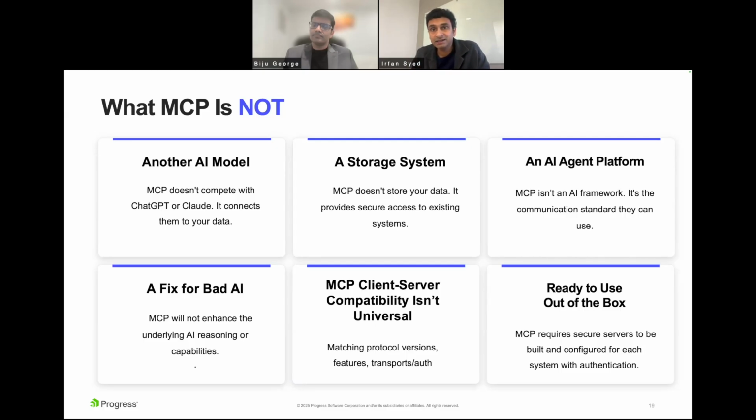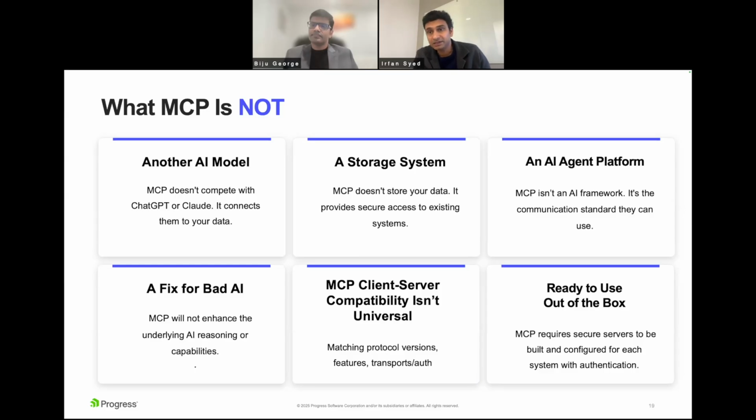It's not an AI agent platform. When you think about an AI agent platform, MCP takes a small part in it if you try to build one, but it doesn't encompass any AI agent platform functionality in total. It's also not a fix for bad AI. MCP will not enhance the underlying AI technology or the responding or reasoning that an LLM can give, because MCP here is a mere tool, and it doesn't do anything with what AI or an LLM can provide.